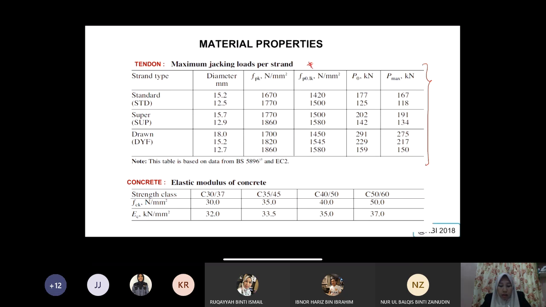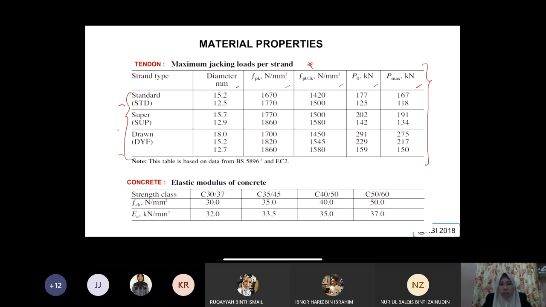In your design, in your bending moment, you have the strand type, standard, super, or drawn. So this is the type. You have the diameter, and the FPK, the strength, which is after the 0.1 relaxation. So you have P naught, the force, and the maximum for each type of strand. Each type of strand has a specific force that you can apply. So this is as given.